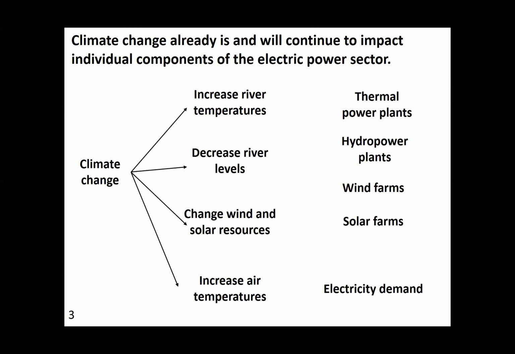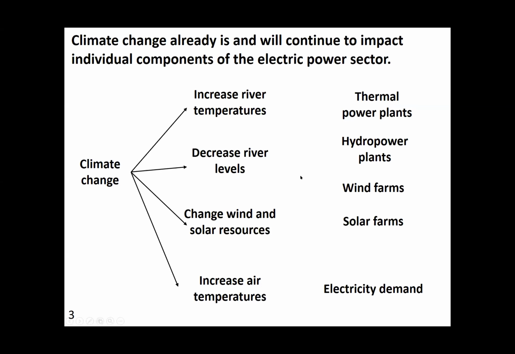All right, so climate change can have a lot of impacts on our meteorology and hydrology, and we can walk through how those affect different individual parts of the power system. And hopefully this is all just a refresher because of Elise. So we have things like increasing river temperatures, decreasing river levels, changes in wind and solar resources, and increases in air temperatures. And this is going to be in a United States context.